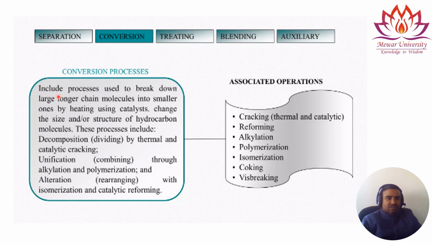These processes include decomposition, that is dividing, by thermal and catalytic cracking; unification, that is combining, through alkylation and polymerization; and alteration, that is rearranging, through isomerization and catalytic reforming. So whenever you do the conversion process, you convert the longer chain molecules into smaller chain molecules, and you make products which are valuable for the market.